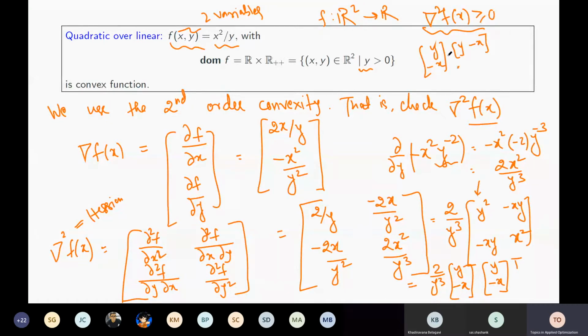Okay, now this is called the outer product. We have seen the inner product. Inner product is when you have a row multiplying with the column. And the outer product is when you have a column multiplying with the row. So this is called the outer product.